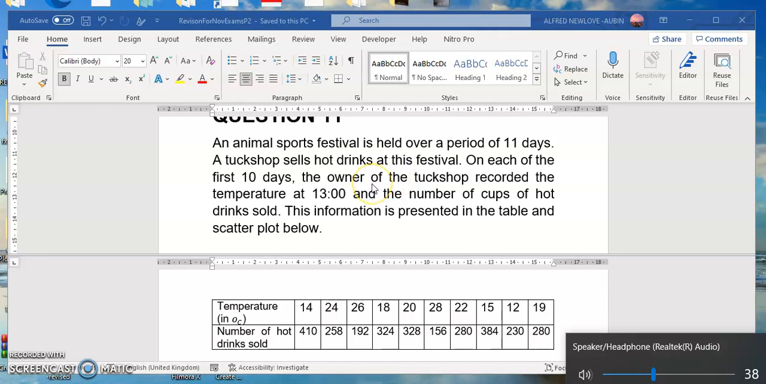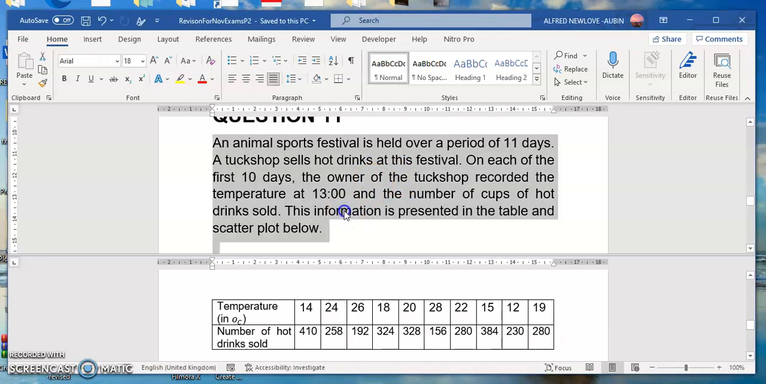We are still preparing. Today I want us to look at a question on paper 2 on statistics. The question says, an animal sports festival is held over a period of 11 days. A tuck shop sells hot drinks at this festival. On each of the first 10 days, the owner of the tuck shop recorded the temperature at 13 o'clock and the number of cups of hot drinks sold. This information is presented in a table below, and a scatter plot below.